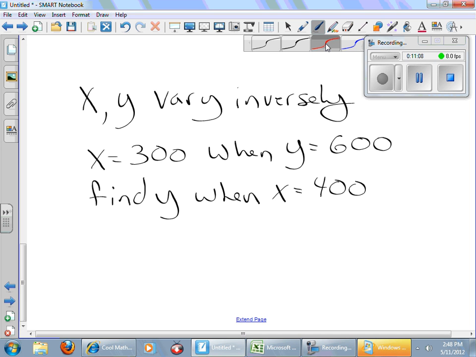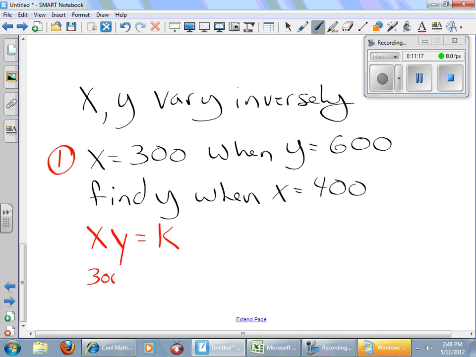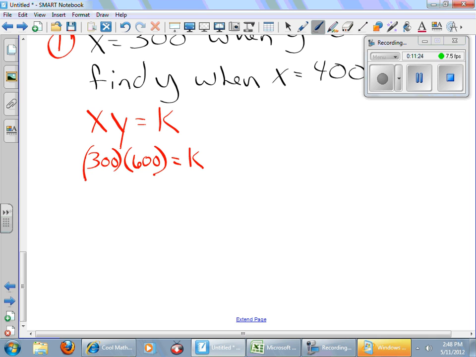Step 1, I'll write down the equation xy equals k, and I'm going to use this data right here. So x is 300, y is 600, and I can solve for k. And so I'm going to get 18, 1, 2, 3, 4. All right, so k is going to equal 180,000.